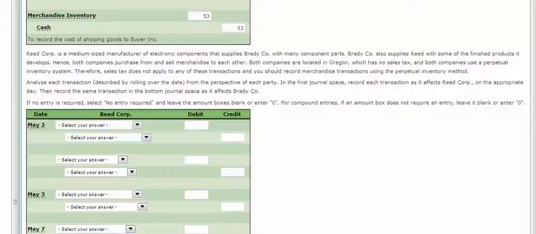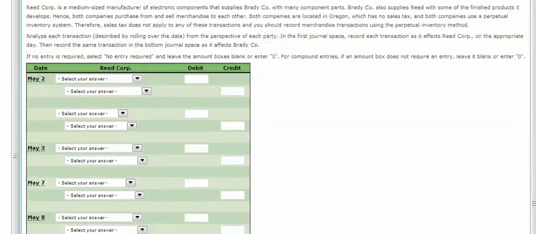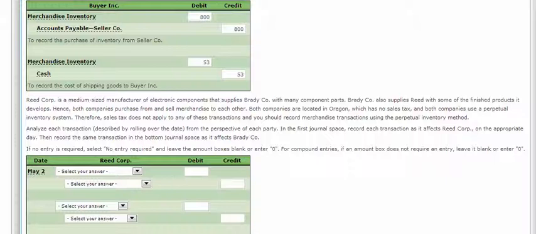The analysis of each transaction is described by rolling over the date from the perspective of each party. In the first journal entry space, record each transaction as it affects Reed Company on the appropriate day. The record for the same day transactions in the bottom space affect Brady Company. So we have Reed Company here, and down here we have Brady Company. If no entry is required, select no entry required and leave it blank.